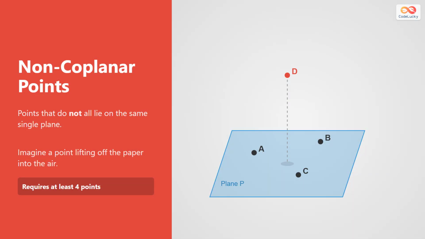So, what are non-coplanar points? These are points that do not all lie on the same single plane. Imagine you have 3 points on a sheet of paper, and then you lift a 4th point up into the air. That 4th point makes the group non-coplanar.